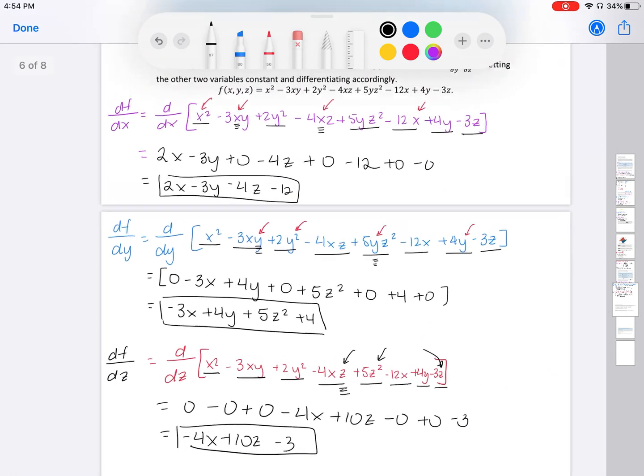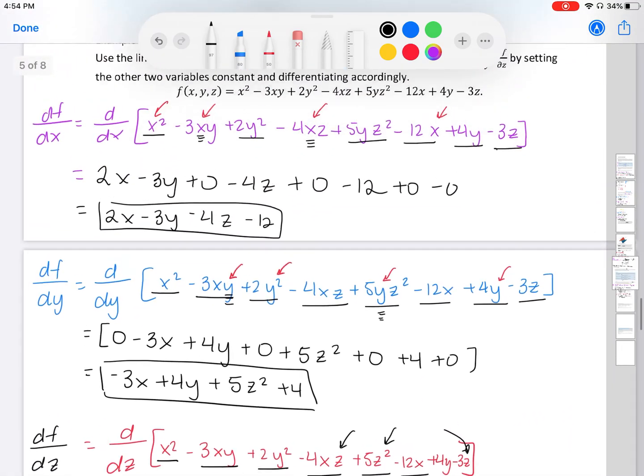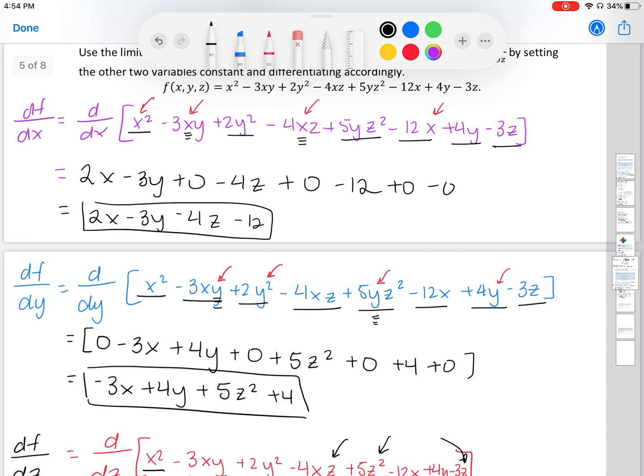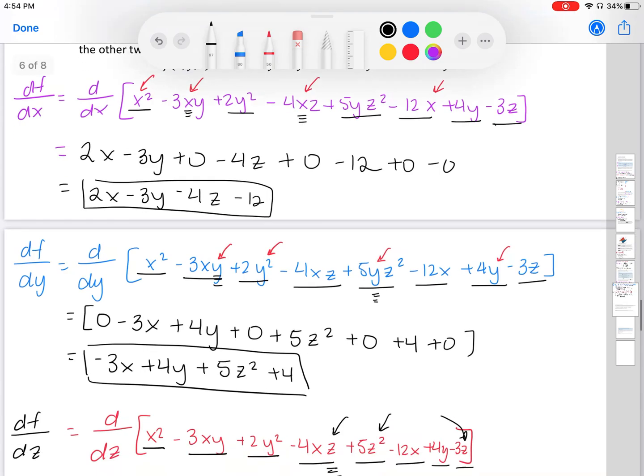Not so bad, right? It just takes a little bit of practice. I know the notation looks a lot more intimidating than what it is, but once you recall our calculus 1, it's not so bad.